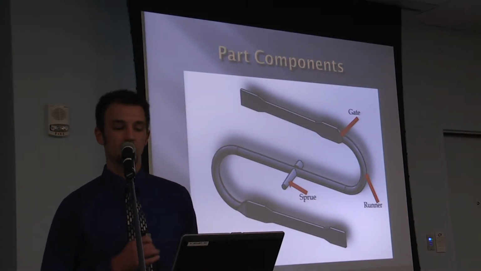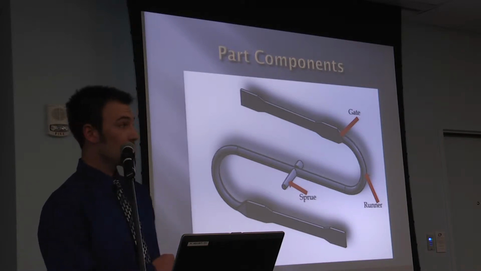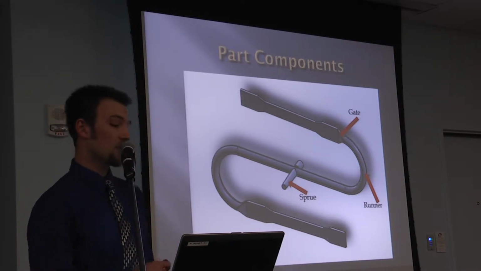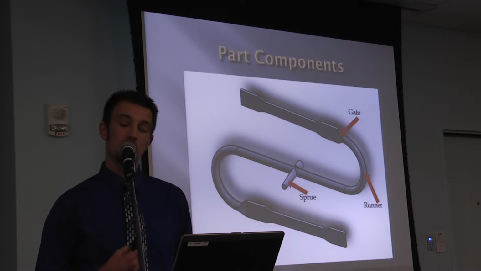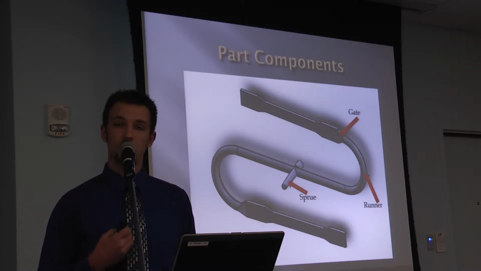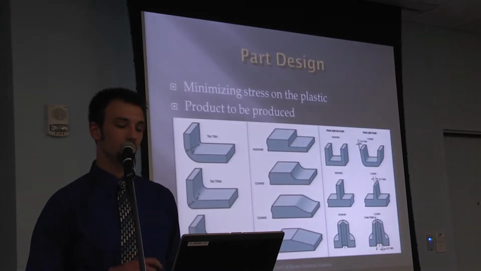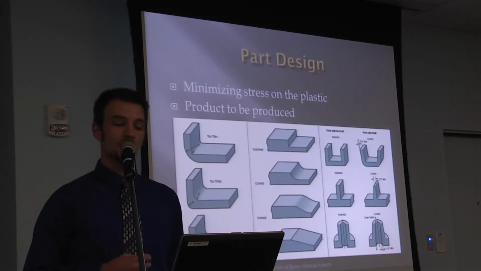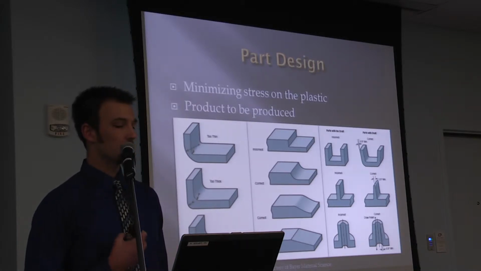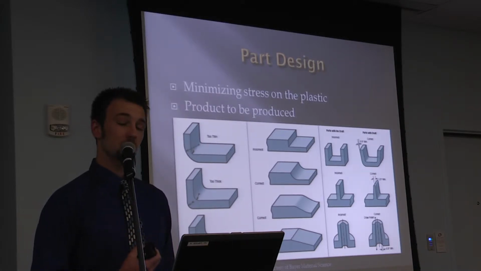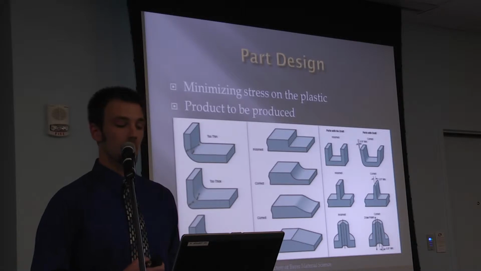This is just some key aspects of a part. We have the sprue, which is the inlet point on the part, and then the runner delivers this into the gates and the cavities of the mold. The gates are the inlets to these parts. When designing a part, you need to have two ideas in mind. This is minimizing the stress on the material and the product that we are wanting to produce.